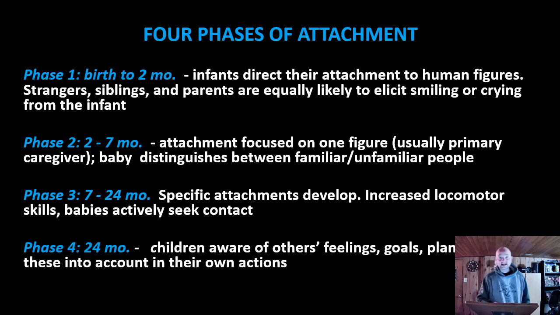So the idea is that attachment develops in these four phases, age-wise. If we look at the first stage, from birth to about 2 months, the infant is directing their attachment to human figures in general. Strangers, siblings, and parents are equally likely to elicit smiling or crying from the infant, right?